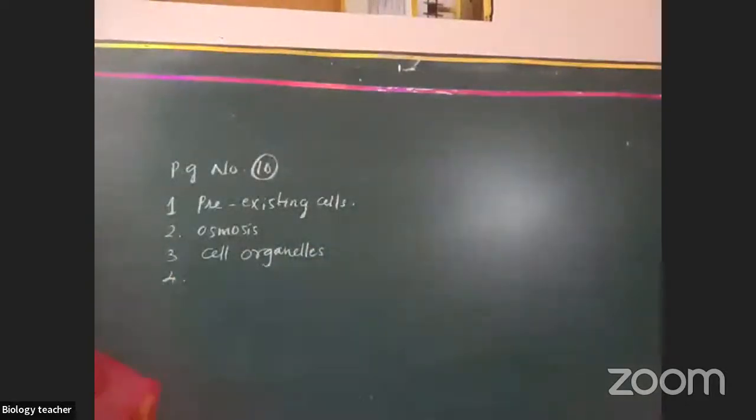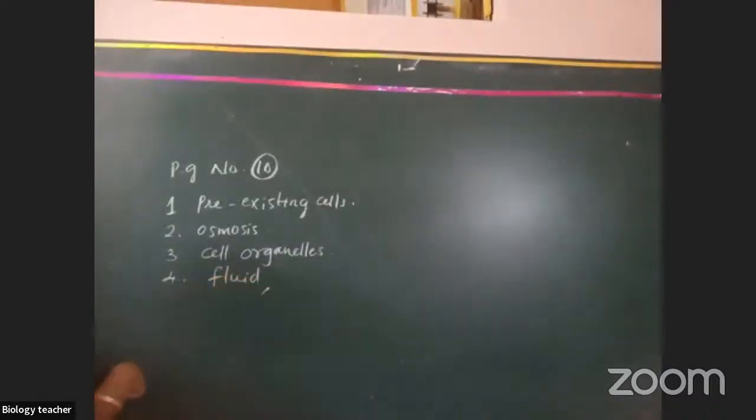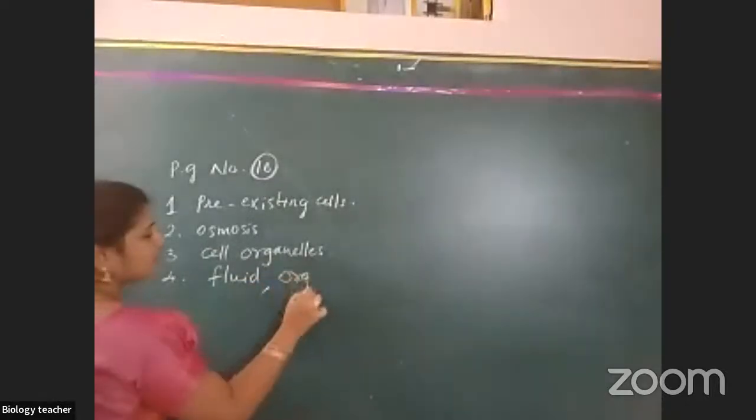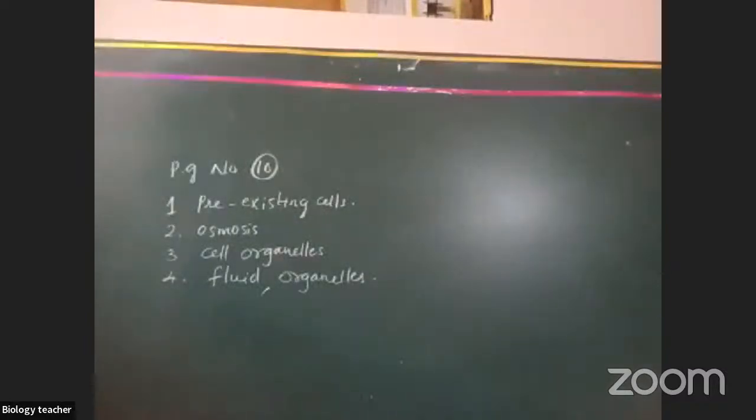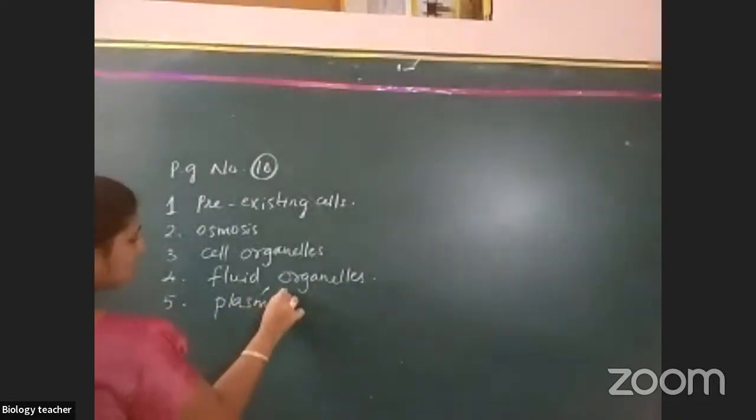Cell organelles. Fourth one. Protoplasm has two parts. What two parts do they have? One is fluid. And another one is what? Organelles. Next. The shrinkage or contraction of the contents of the cell away from the cell wall is known as plasmolysis. Plasmolysis.